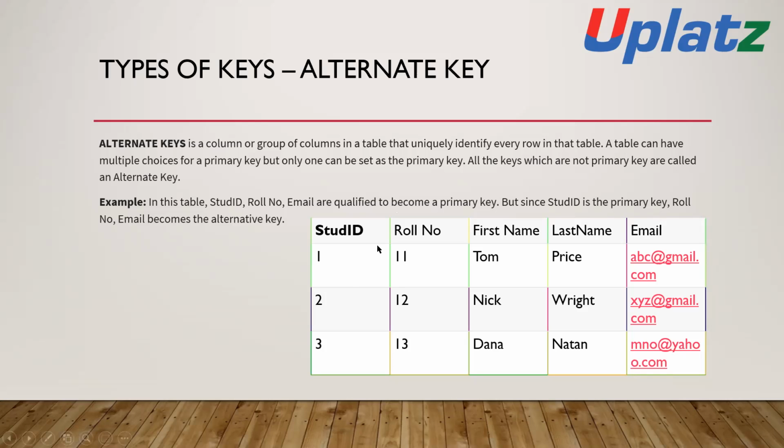So if you see in this example, we have student ID, roll number, and email. They're qualified to become a primary key as they uniquely identify a row. But since student ID is the primary key, as student ID alone is enough to identify a single row, we can say that roll number and email, they become the alternate keys. So in those cases where I don't want to use student ID for uniquely identifying a row, I will use roll number and email, which will help me identify that one particular record.